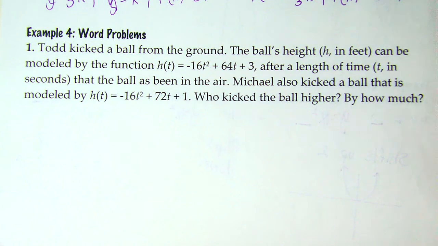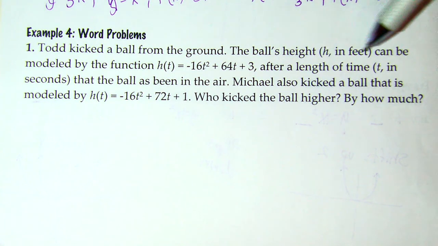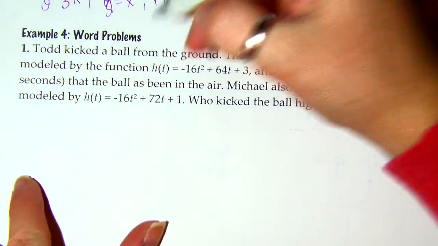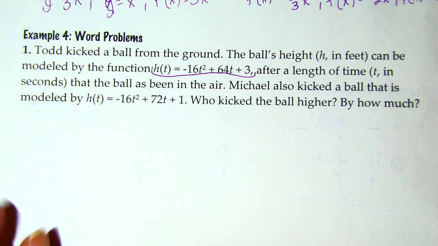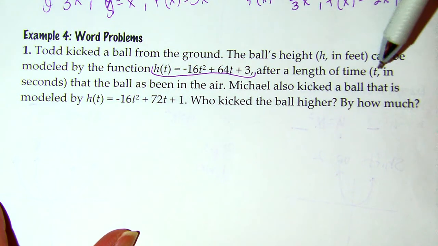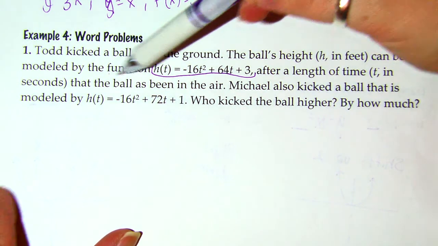So the word problem says that Todd kicked a ball from the ground. The ball's height, which is h in feet, can be modeled by this function. So that's the path the ball took after he kicked it. The t stands for length of time in seconds that it's been in the air.